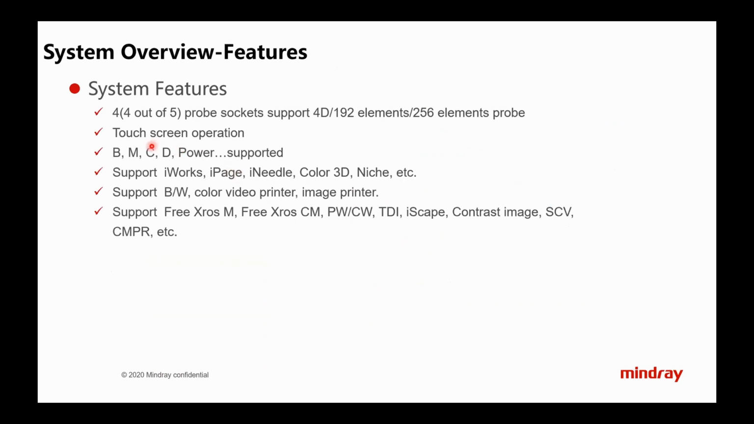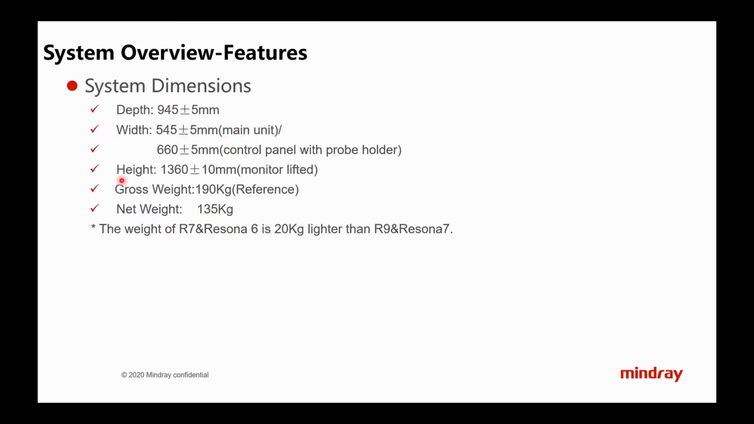For 16 pictures here, we have 4 probe sockets, okay, which have how many elements? For 192, okay, and other probes have 256. That actually is a high number in order to give me a high resolution with touch screen operations, and also all basic modes can be supported, and also advanced modes like iWorks, iPage, iNeedle also supported, and also some specific modes. It's a high-end machine, so a lot of modes can be supported. And this is the physical features of our machine, the net weight, depth, and also widths and heights.